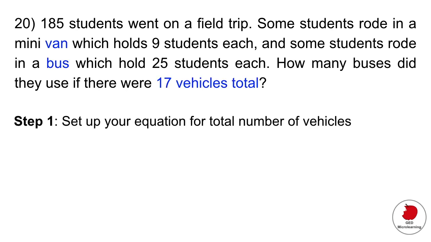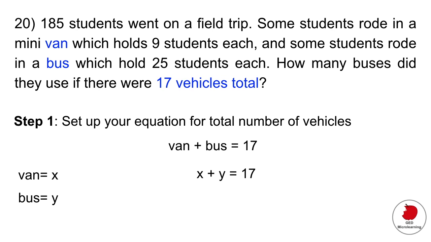All right, so let's first set up our equation for the total number of vehicles. So they're telling us there were 17 vehicles in total, and these vehicles were vans and buses, right? So we have vans plus buses is equal to 17. So we're going to change this into mathematical terms. We're going to call the vans x and the buses y. So we end up with x plus y is equal to 17. And now I'm going to solve, because they're asking us in the question how many buses they used, and buses was the variable y. We're going to solve this equation for y. Okay, so we end up with y is equal to 17 minus x.